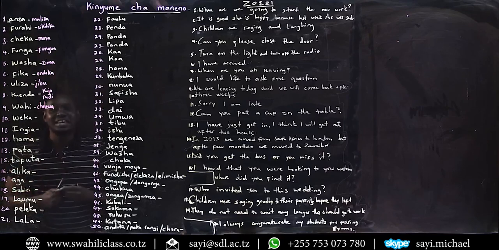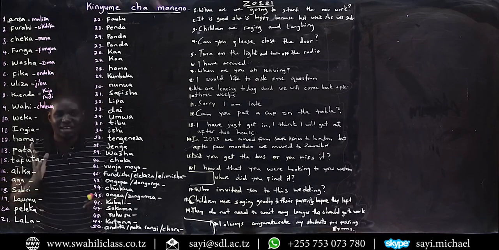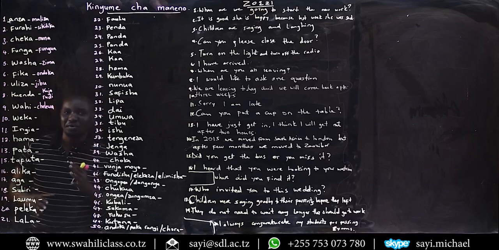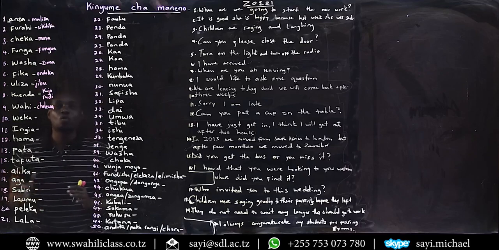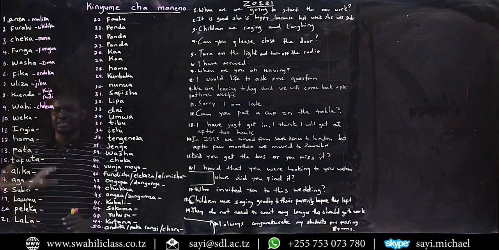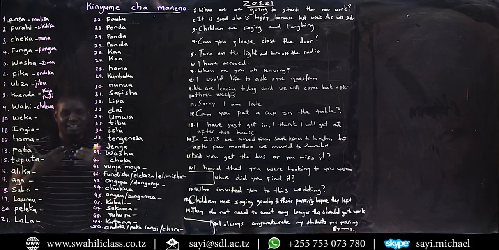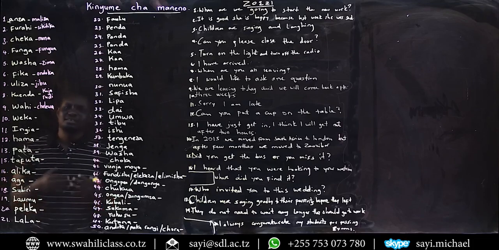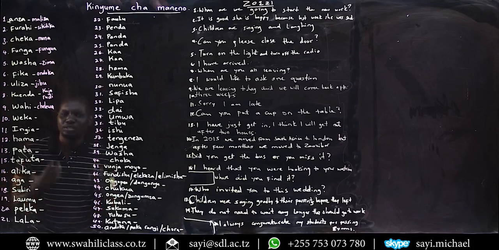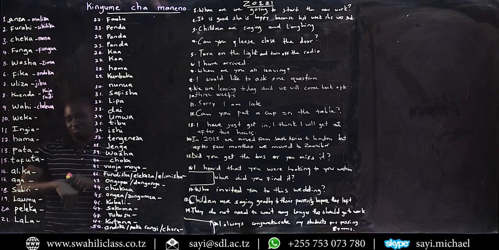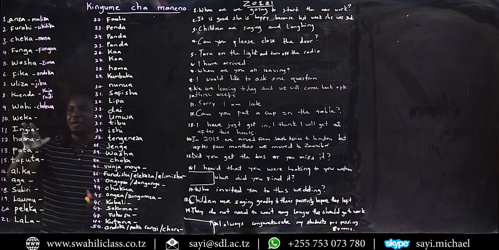So wahi is be on time. Chelewa, be late. Kuwahi, to be on time. Kuchelewa, to be late. I want to be on time. Say that sentence in Swahili. Ninataka kuwahi.